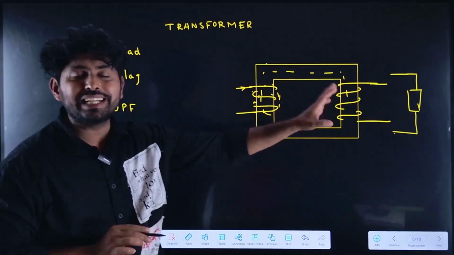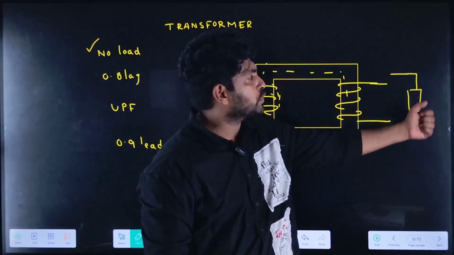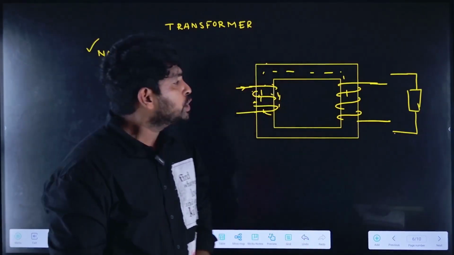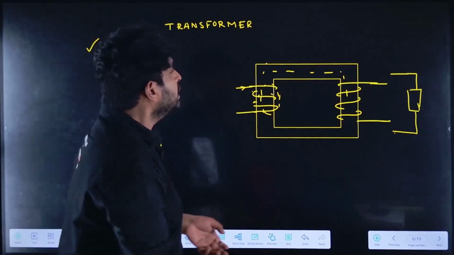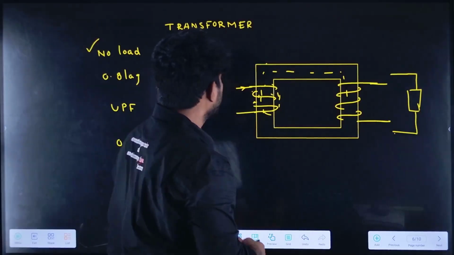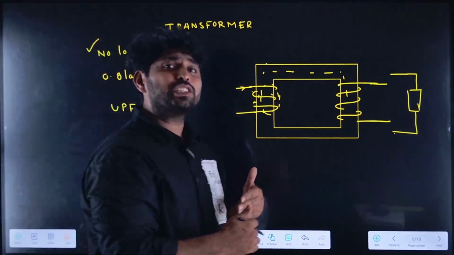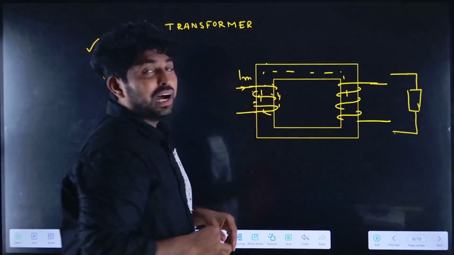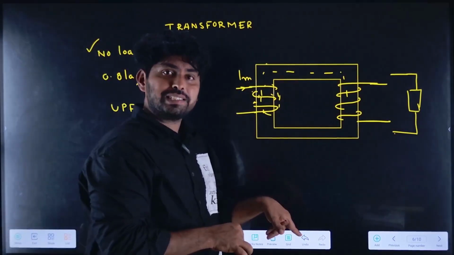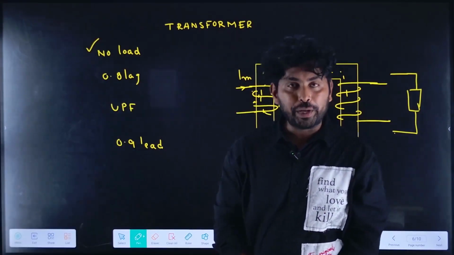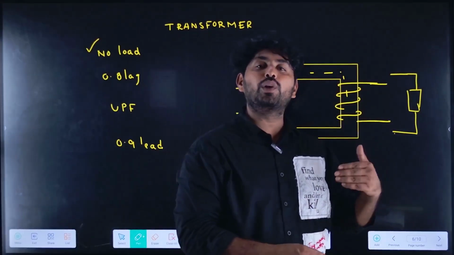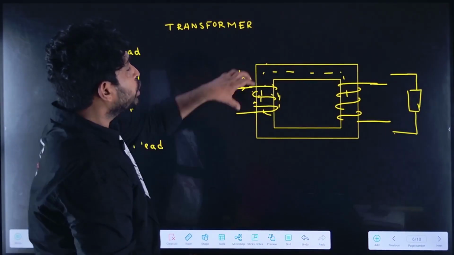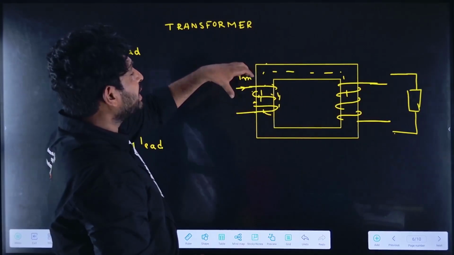What is the no load condition in a transformer? It is nothing but the secondary not being connected to any electrical load. So the secondary current is 0, that is, the load current is 0. The primary requires only the no load current, which is the magnetizing current. This magnetizing current is also called reactive current. Why? Because it is the reactive component of the no load current and it is exactly 90 degrees out of phase with the voltage, right?